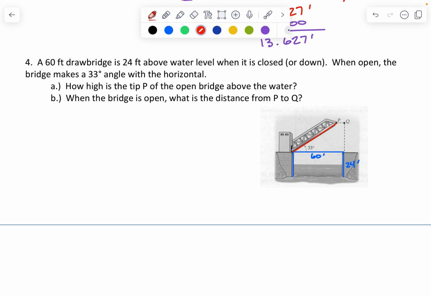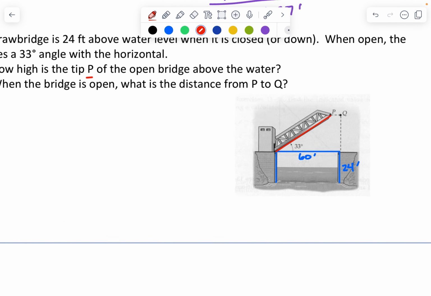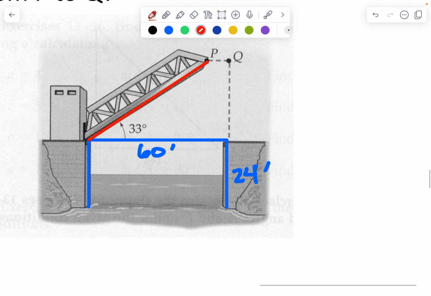How high is the tip of the bridge, point P, when it is open above the water? So we're looking at how high is point P above the water when the bridge is open. We need to find this missing side, and then we need to add the 24 to it so that we get the total height.